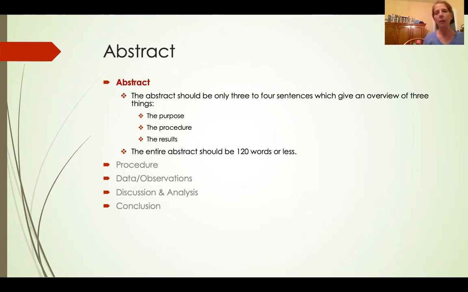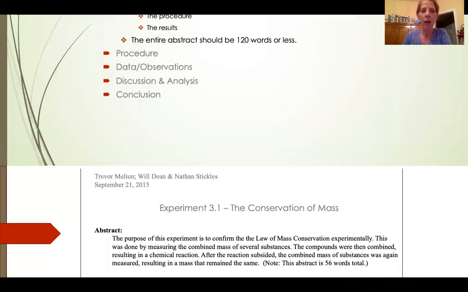The abstract is kind of an overview of the lab. In 120 words or less, you're going to give me an overview of the purpose of the experiment, the procedure, and the results. It doesn't have to be incredibly wordy. Again, it's a summary. So let's look at an example of that in an actual lab.